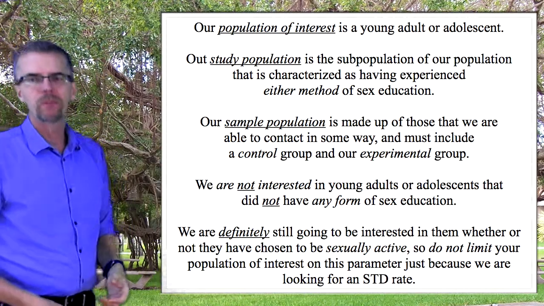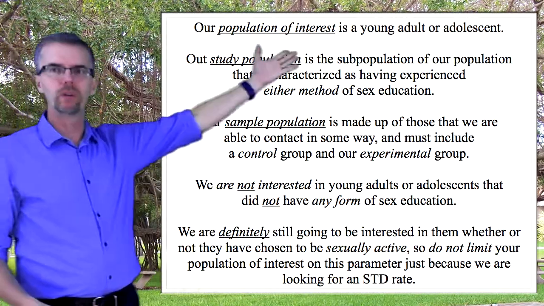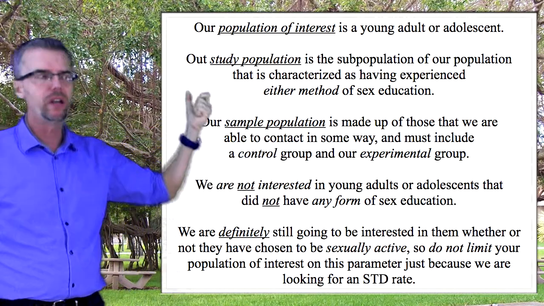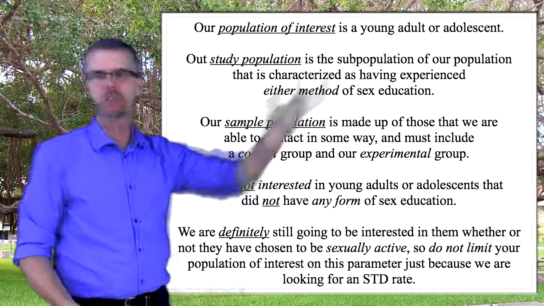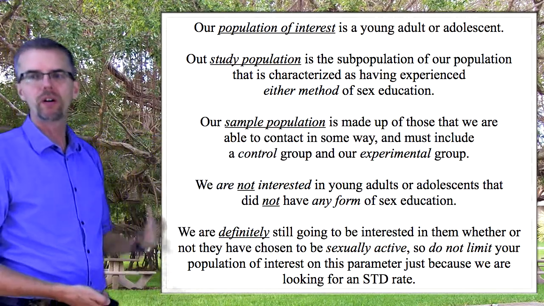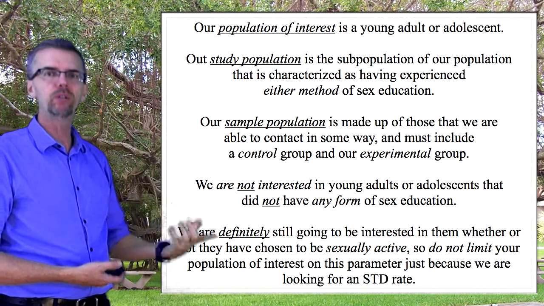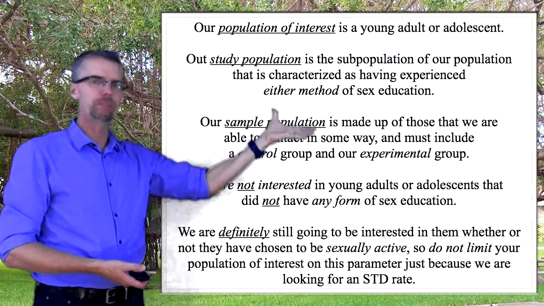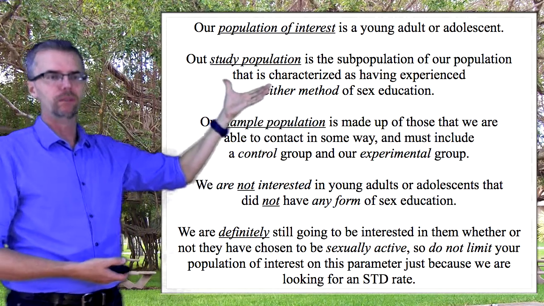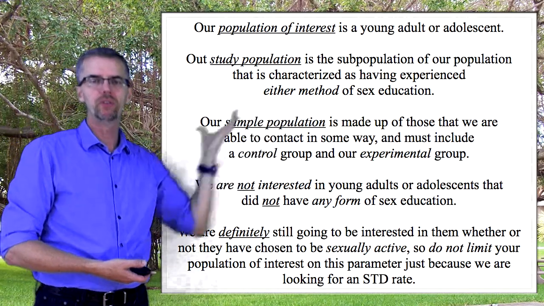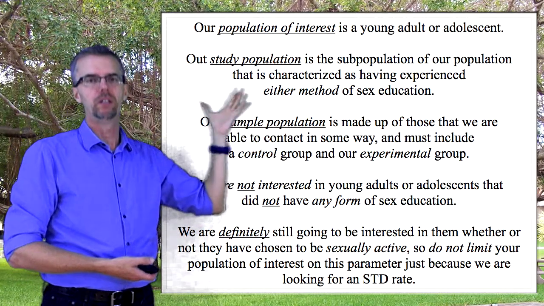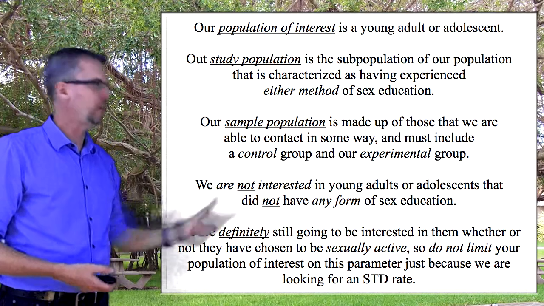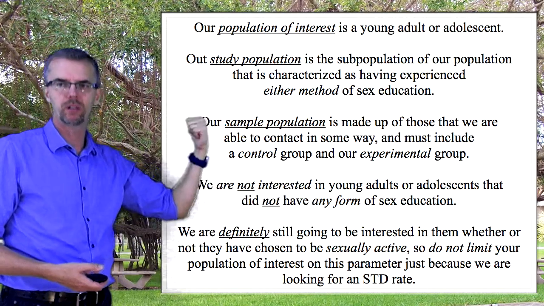So now we've got all of that set out. We've got your population of interest, your study population, your sample population is now what you need to look at. Your sample population is made up of those that we are able to contact in some way and must include a control group and our experimental group. So we have to get a sample population that has individuals who answered yes or no to Title V funded abstinence-only education. We are not interested in young adults that did not have any form of sex education. That's what I'm talking about there as well.